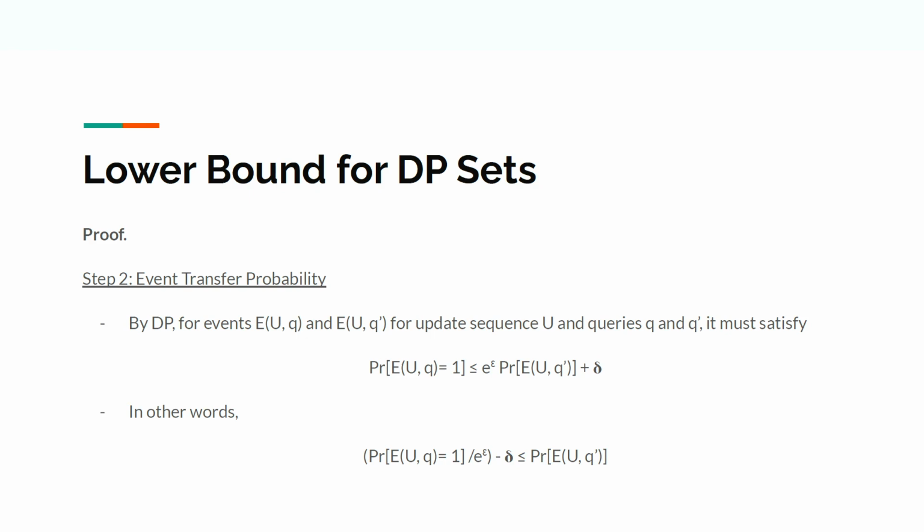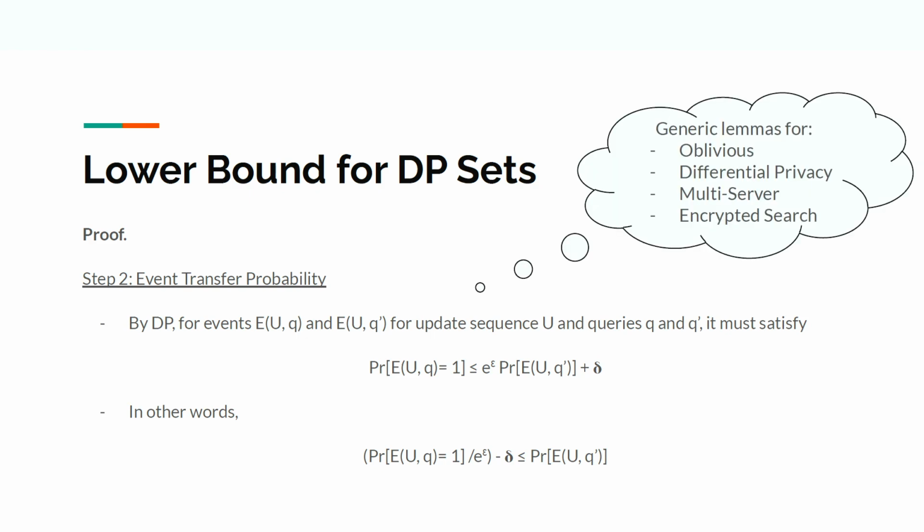And in fact, what I was going to say is, we provide generic lemmas in the paper for any of these standard notions of privacy. So obliviousness, differential privacy, encrypted search, or multi-server variants of any of these. So if you want to use our lower bound framework for any of these privacy notions, you can just use the lemmas directly from our paper. The reason we put this in specifically is it allows you to extend the lower bound to other privacy notions that aren't the standard ones. So in particular, if you wanted to prove a lower bound for a privacy notion that's either incomparable or weaker than any of these four things, then you can try to use the event transfer probability to prove it.